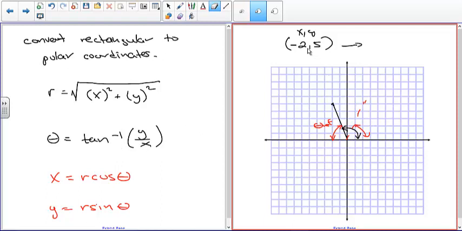And then we can look at the sign, or we could just plot the points and figure out which quadrant it's in. And if it's in the second quadrant, we're going to take the reference angle and subtract it from pi. And if it's in the third quadrant, we'll add it to pi. And if it's in the fourth quadrant, we'll subtract it from 2 pi.